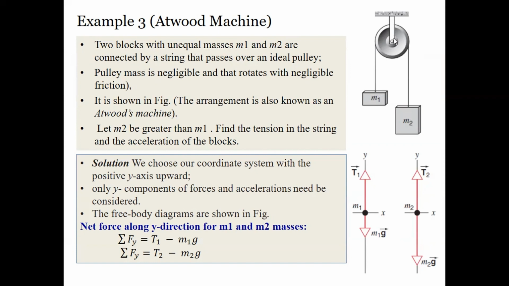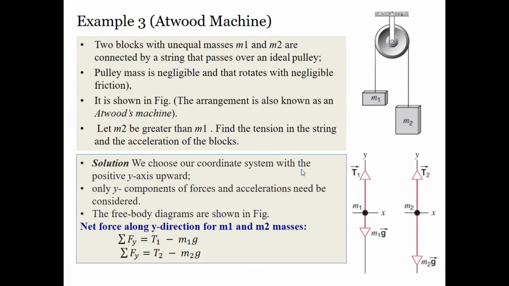an ideal pulley, attached to the ceiling. The pulley mass is negligible and it rotates with negligible friction, and M1 and M2 are different masses, M1 is smaller and M2 is greater. So the arrangement is called an Atwood machine, and the question is that we need to find the tension in the string and the acceleration of the blocks, if any.